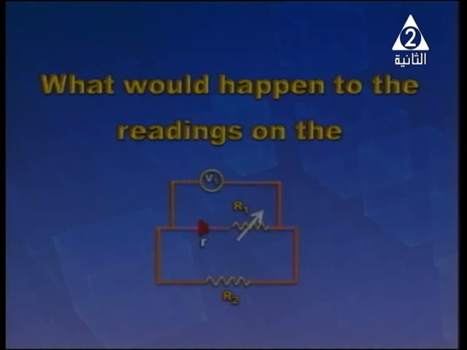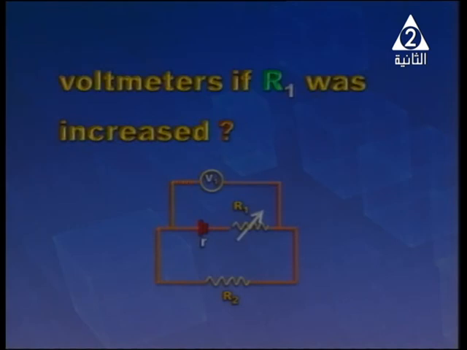Another example, what would happen to the readings on the voltmeter if R1 was increased? Your attention, please. The most important thing is to determine what the voltmeter actually measures. It measures the potential across R2. The voltmeter shown in front of you in this particular case measures the potential across R2.